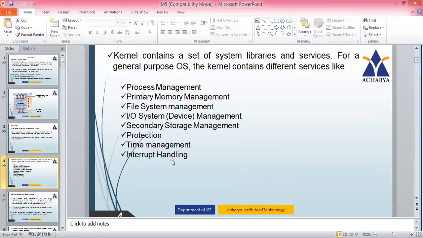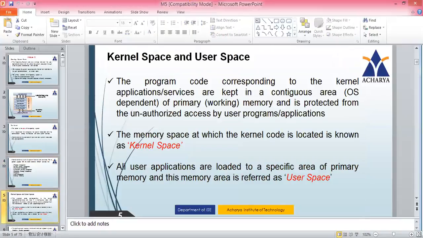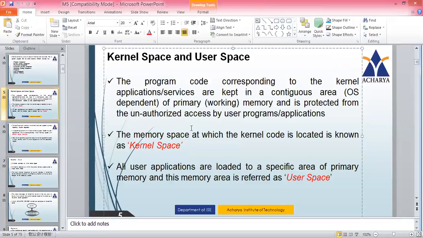Interrupts are a very crucial part of an operating system, so they have to be handled. All these services are provided by the kernel. For a general purpose operating system, all these things will be present. For an embedded system, it may not require a few of them. That depends upon the type of applications. Now, let's see the next slide.